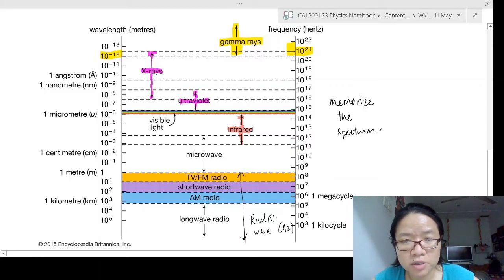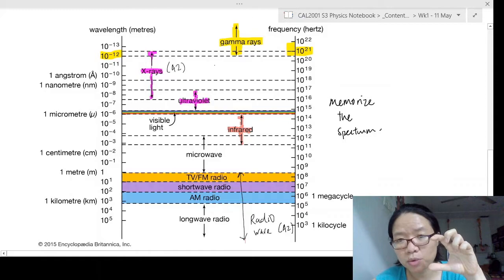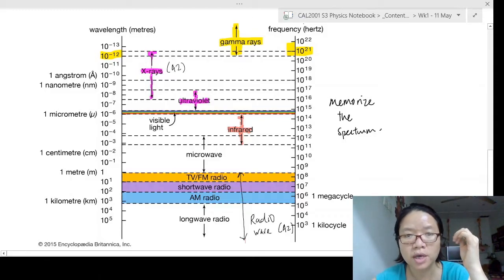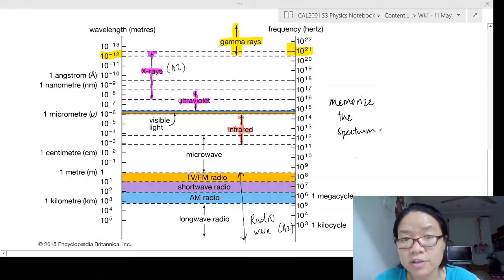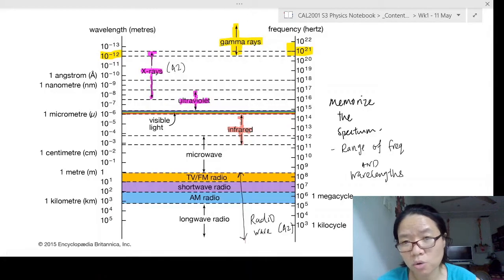Of course, towards the bottom, we have a large chunk of radio wave. This one we'll learn more in A2. But they're all considered radio wave, just for a different function. And between that would be microwave. So this range of frequency and range of wavelengths has to be memorized or known.